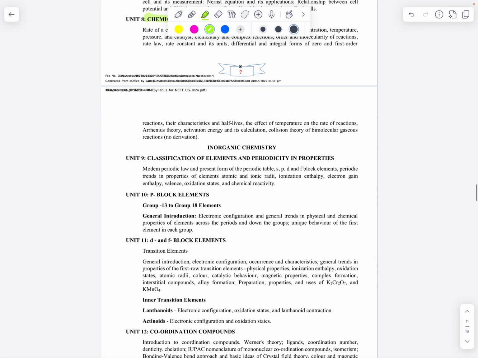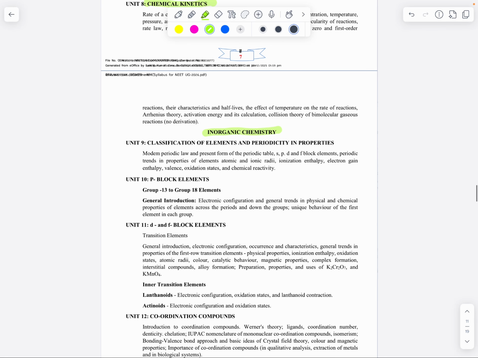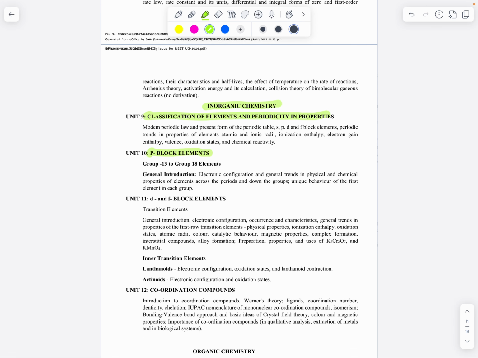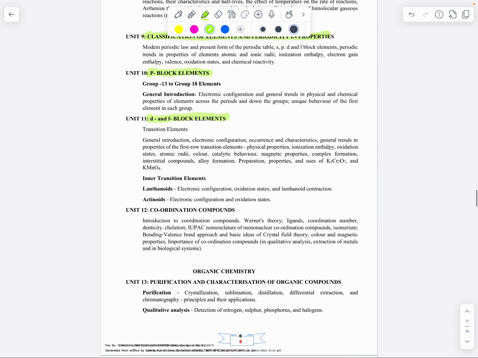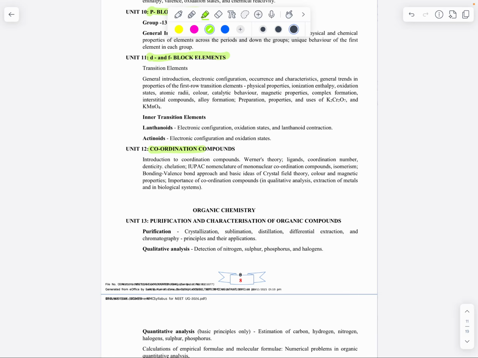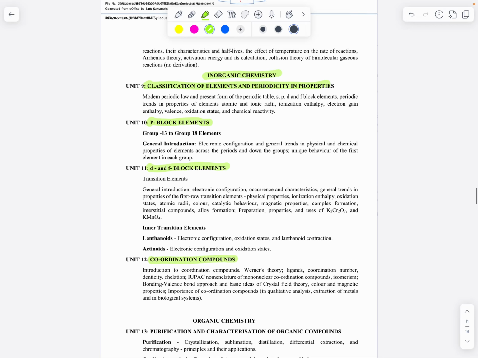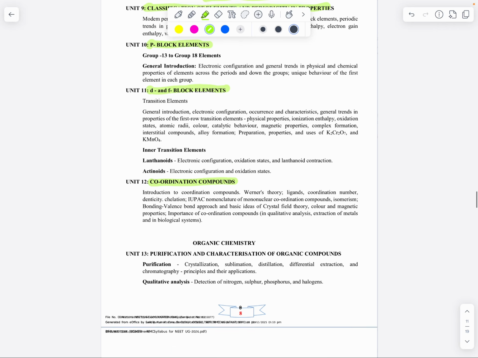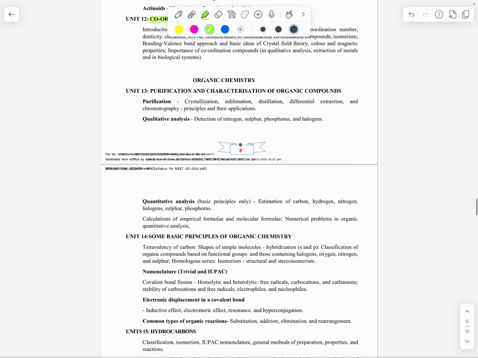Let's move on to the inorganic chemistry. The first is periodic classification, P block elements, D and F block elements, and coordination compounds. These are the 4 chapters of inorganic chemistry. Now let's move on to the organic chemistry.